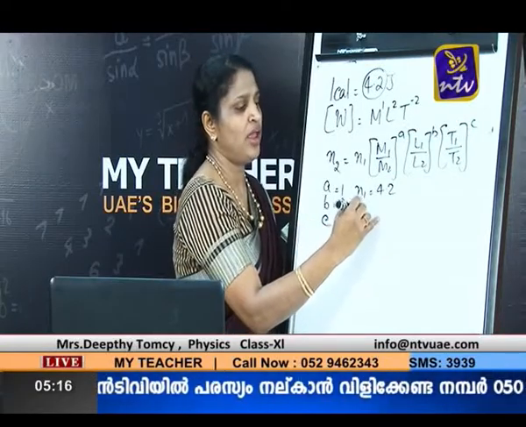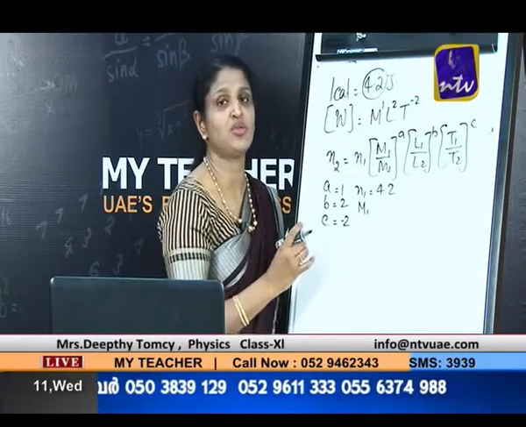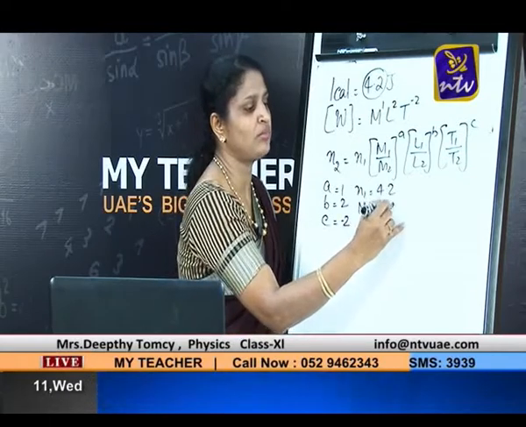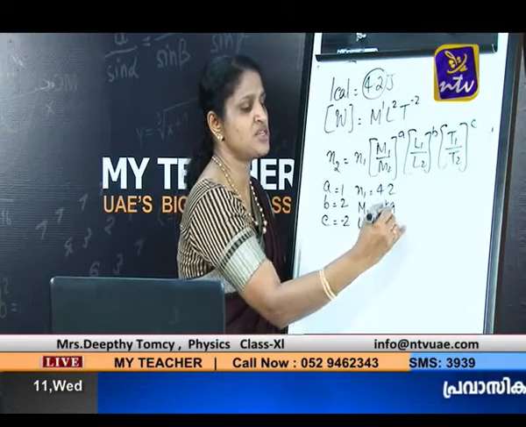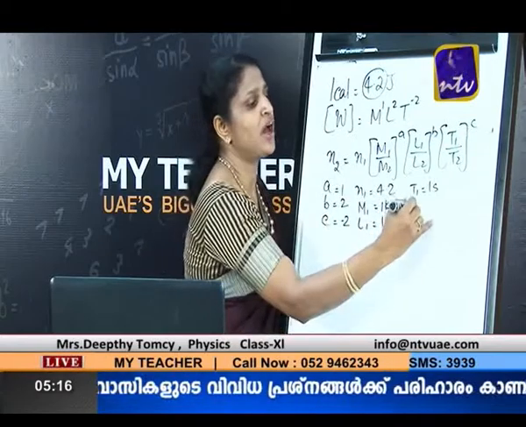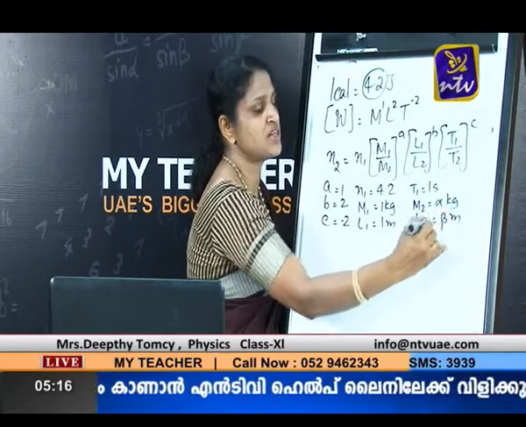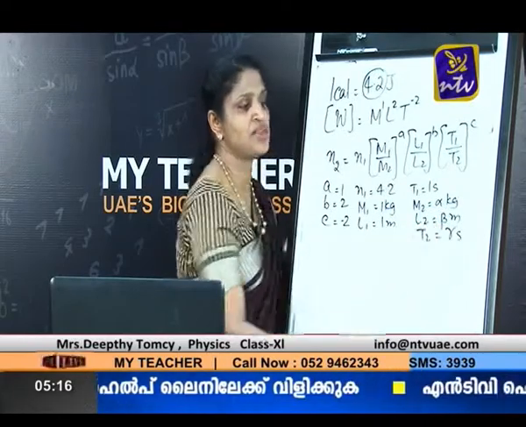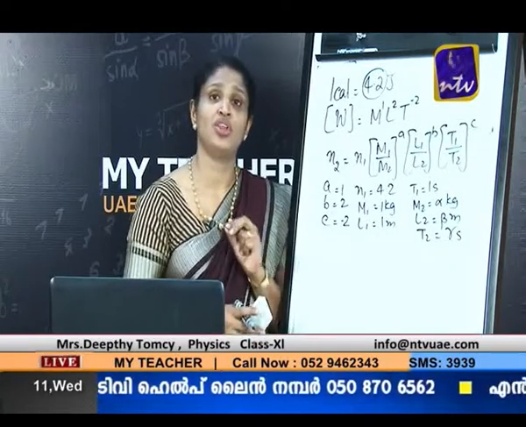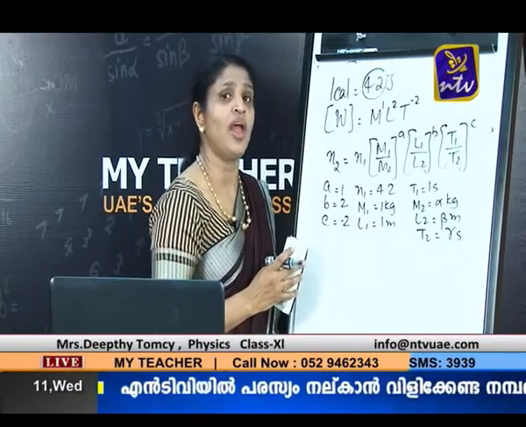And we know that M1, L1 and T1 represent the base quantities in the given system, that is the SI system. M1 is 1 kilogram, L1 is 1 meter and T1 is equal to 1 second. In the new system, M2 is alpha kilogram, L2 is beta meter and T2 is gamma seconds. These are the base quantities they have given in the new system. Let us substitute into this equation and find the value of n2.